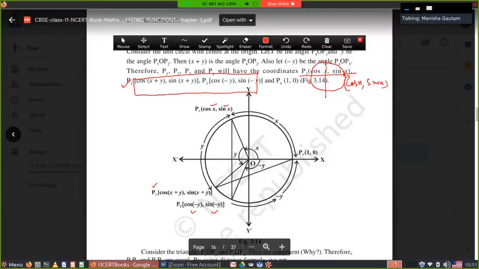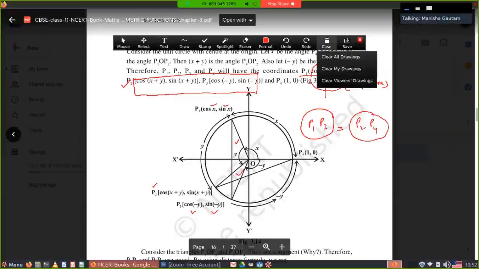Now find the distance P1P3 and the distance P2P4. Both will be the same, because this triangle and this triangle are congruent triangles. If triangles are congruent, the lengths of their sides will be the same. When you equate these two distances, you will get the formula for cos of x plus y. Let's see.